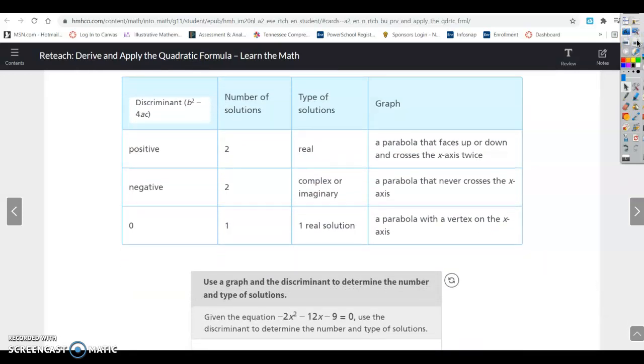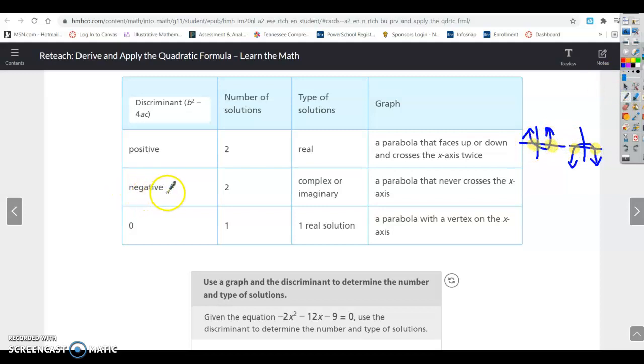Alright, this is very important here. The discriminant, the part under the square root, is the part that tells you how many and what type of solutions you have. So if under the square root is positive, you're going to have 2 real solutions. That means if you look at the graph, it's going to be a parabola that turns up or down, but it crosses the x-axis twice. So it will cross the x-axis twice, and that would be your two solutions.